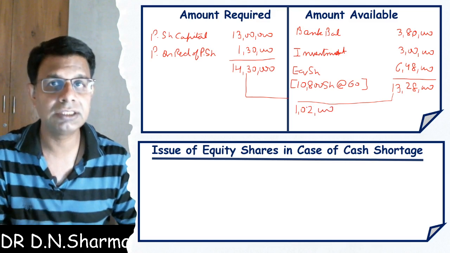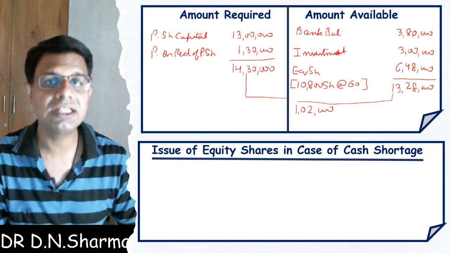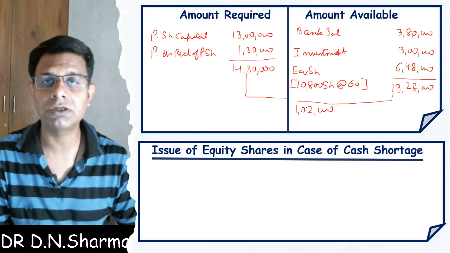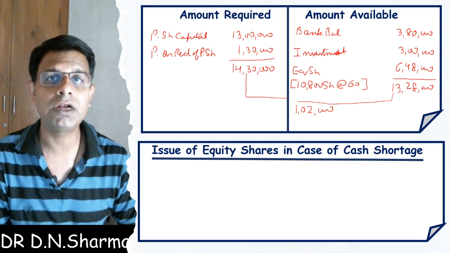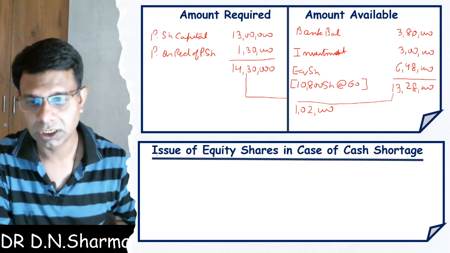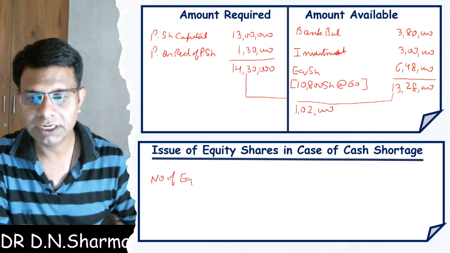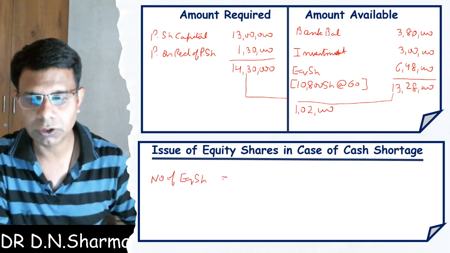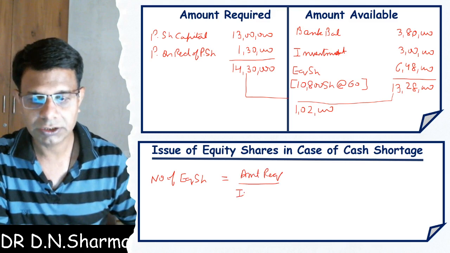Now when this problem occurs in a question, then we divide the amount required by the issued price of equity shares, not with the face value. So first we find out the amount required, then we divide that amount with the issued price. So when we calculate the number of equity shares at the time of shortage of funds, our formula is amount required divided by issued price of equity shares.